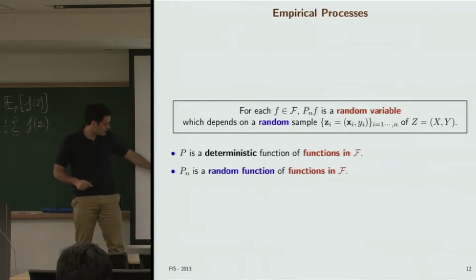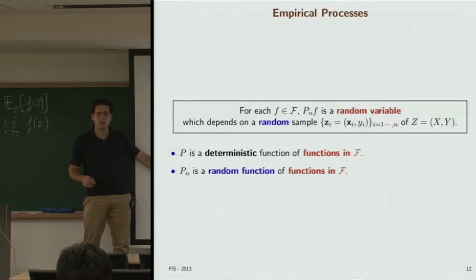So here the randomness is somehow hidden in this little n, but n is more than just the number of points. It's also the whole sample of points of n. It's basically this whole thing. Okay.